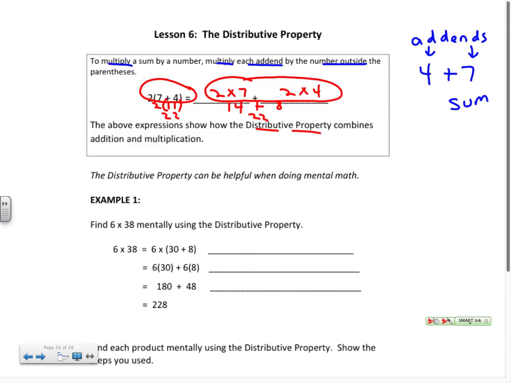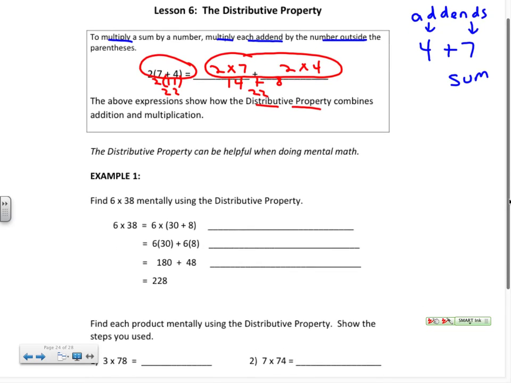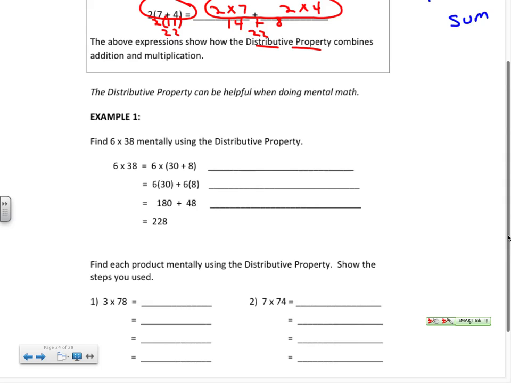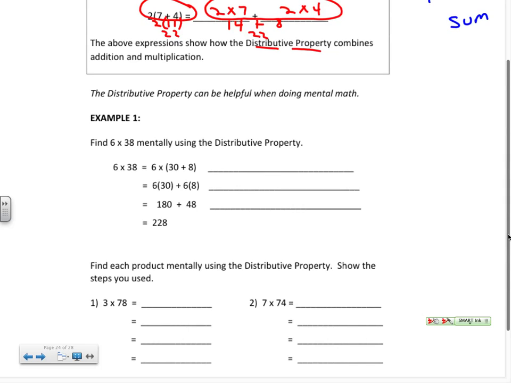Why do we need to know this? Well, we could do a little bit of mental math by distributing some numbers and using this process. So let's look at our first example. I want to find 6 times 38 mentally. In my head, I would be thinking 6 times 30, since the 3 is in the tens spot, plus 6 times 8, and then I'd put those together. I'm going to lay it all out for you so you can see what I'm thinking.